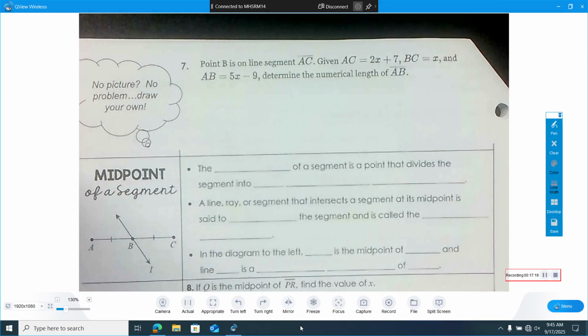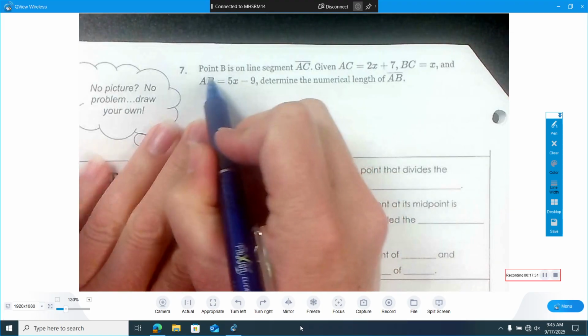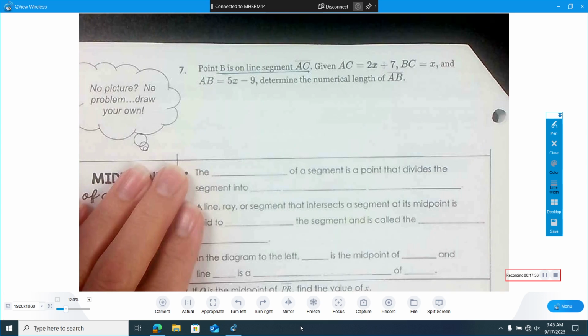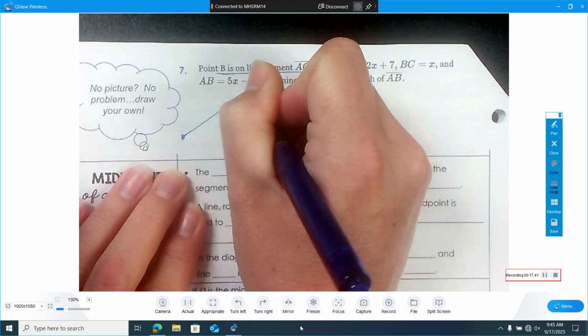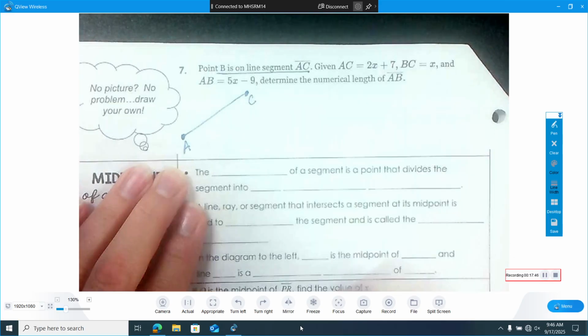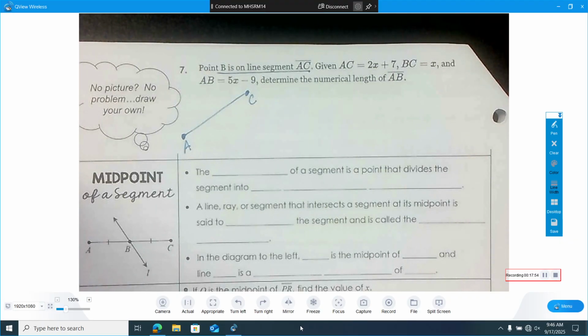Today in your Delta Math, the pictures are not readily available, so you must learn to draw your own. So no picture, no problem. Draw your own. It says, reading carefully, point B is on line segment AC. So I am going to draw a line segment. A line segment starts with a letter and ends with a letter. So A and C are the end points of our line segment, and B is somewhere on there.